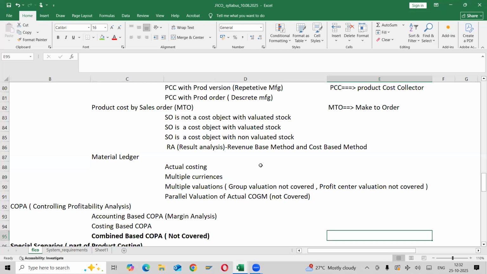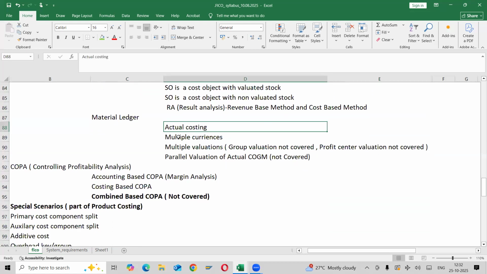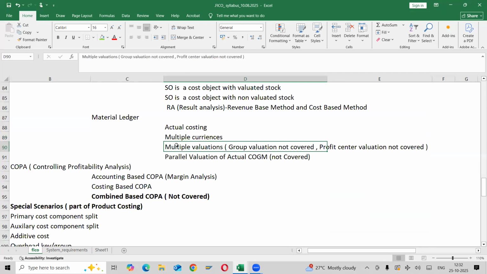Next one, material ledger. Here we are going to cover material ledger, actual costing, multiple currencies. As of now, if you don't understand, no problem, but you should know whether I'm covering this or not. Here I'll cover multiple valuations, but parallel valuation of actual COGM we are not going to cover, because again, it's a completely separate module.